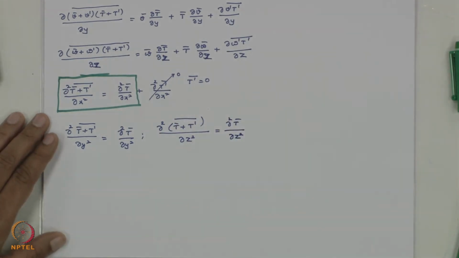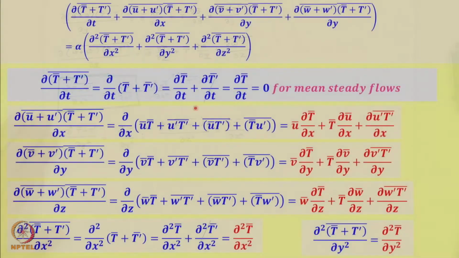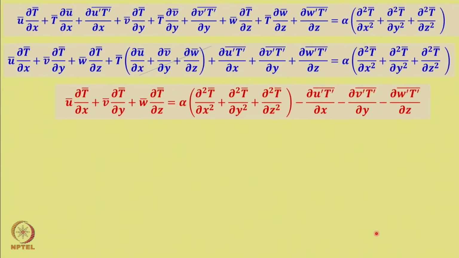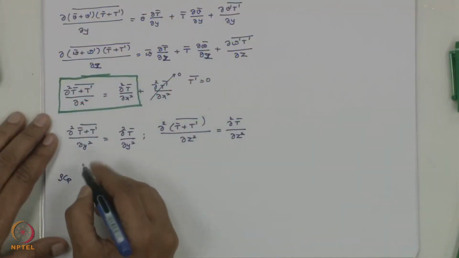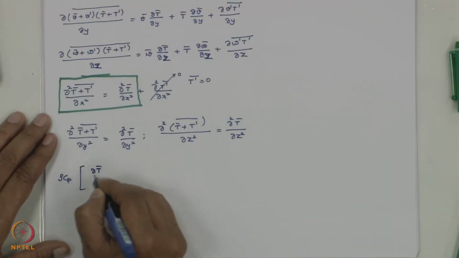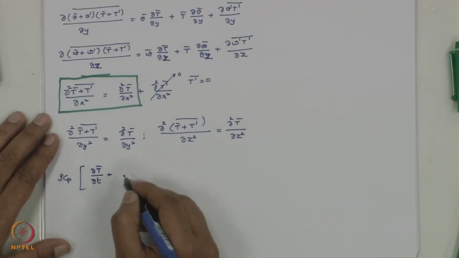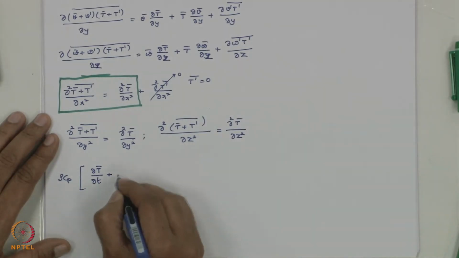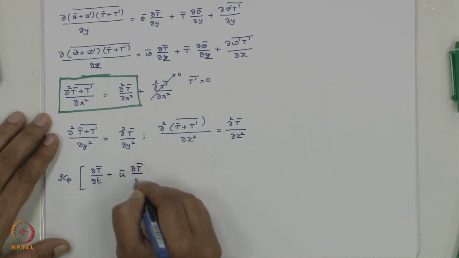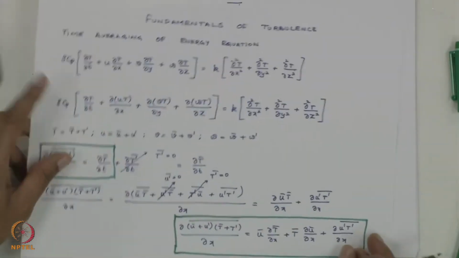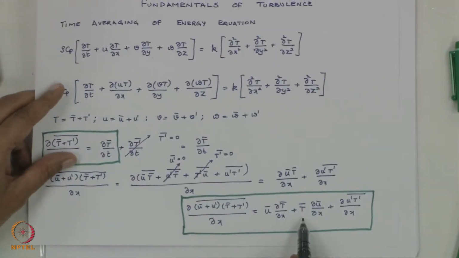So if you see the slides here for a minute, each of these terms I have expanded and written. So if we substitute all of this into my energy equation, I get ρCp into ∂T̄/∂t plus Ū ∂T̄/∂x. I have two terms here, that is Ū ∂T̄/∂x plus T̄ ∂Ū/∂x.